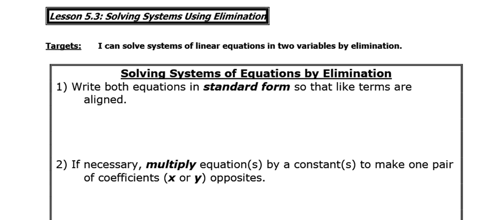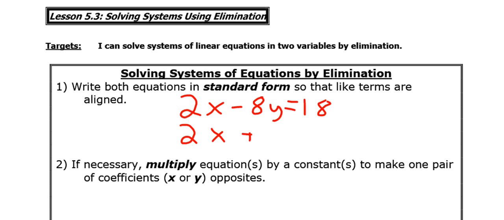Now always when you're starting with elimination, you want to start by putting the equations in standard form. When I say standard form, I mean both x and y are on the left side of the equal sign. Let's start with these two equations: 2x minus 8y equals 18, and 2x plus 4y equals negative 6. See how both x and y are on the left side of the equal sign, and x and y are also lined up and down. That's how you put it in standard form.